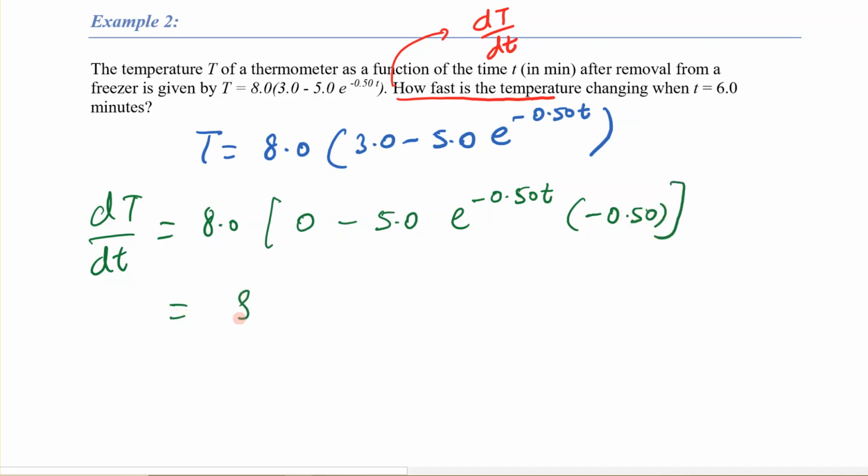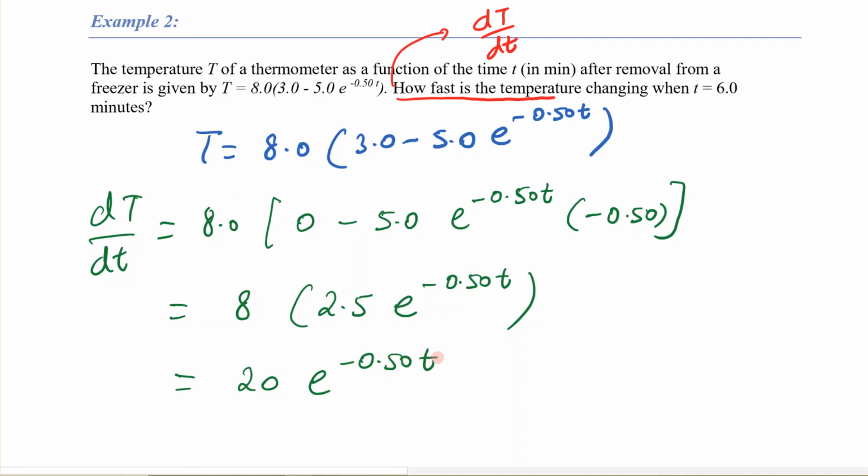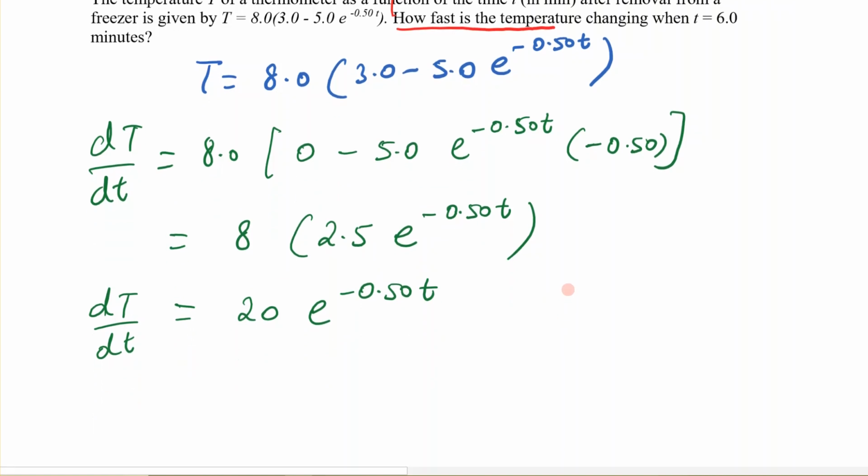So we get 8 times 5 times 0.50, so that is 2.5, and negative times negative is positive, and e raised to power negative 0.50 t. So this is our derivative, and overall we get 20 e raised to power negative 0.50 t. So this is our rate of change of temperature. But we want to find what this change is when t is 6 minutes.